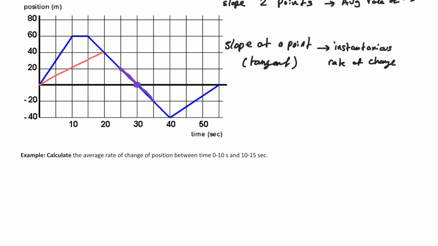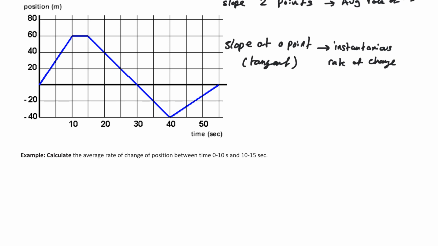Let's do a few examples. So we're going to start off with this one. I'm just going to erase everything that I had prior so we can work on this example. Calculate the average rate of change of position between times 0 and 10 seconds and 10 to 15 seconds.